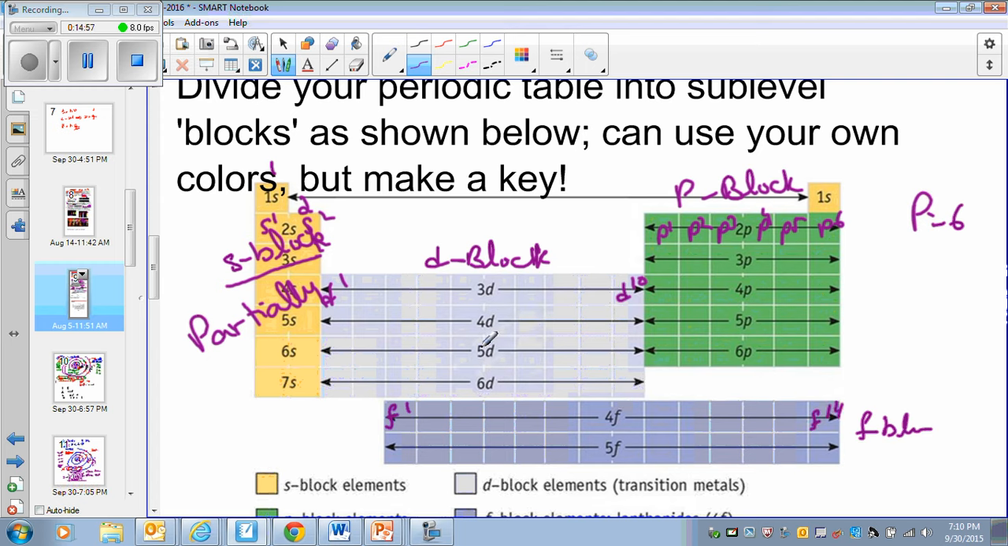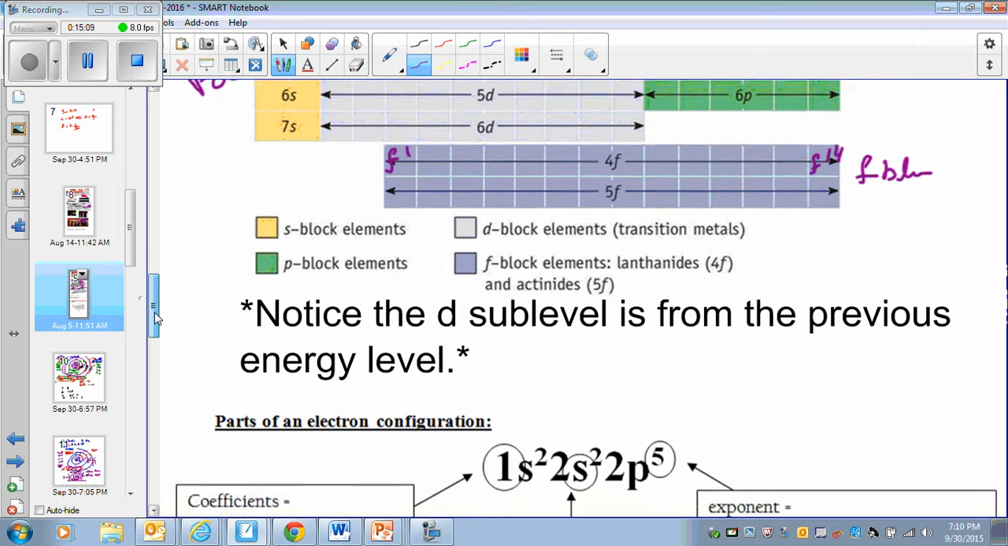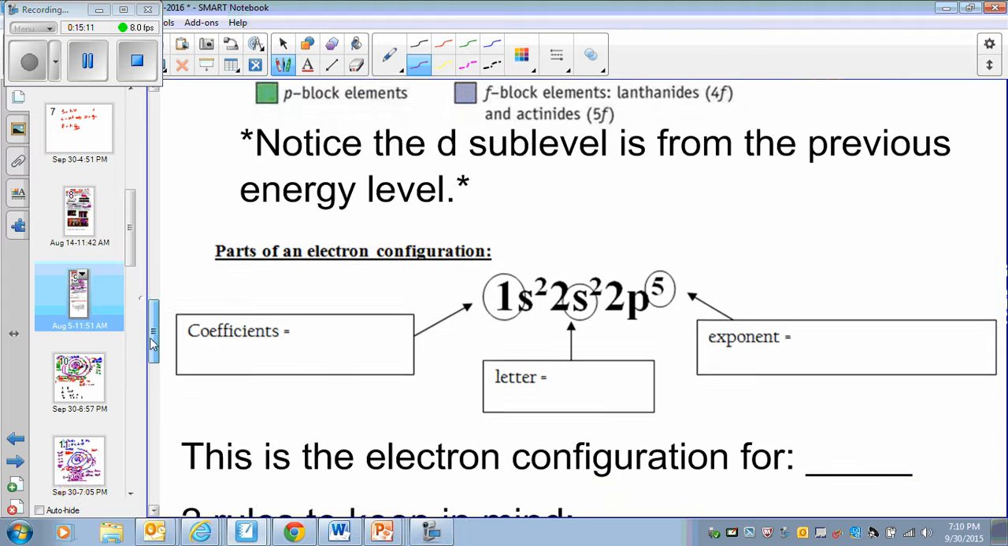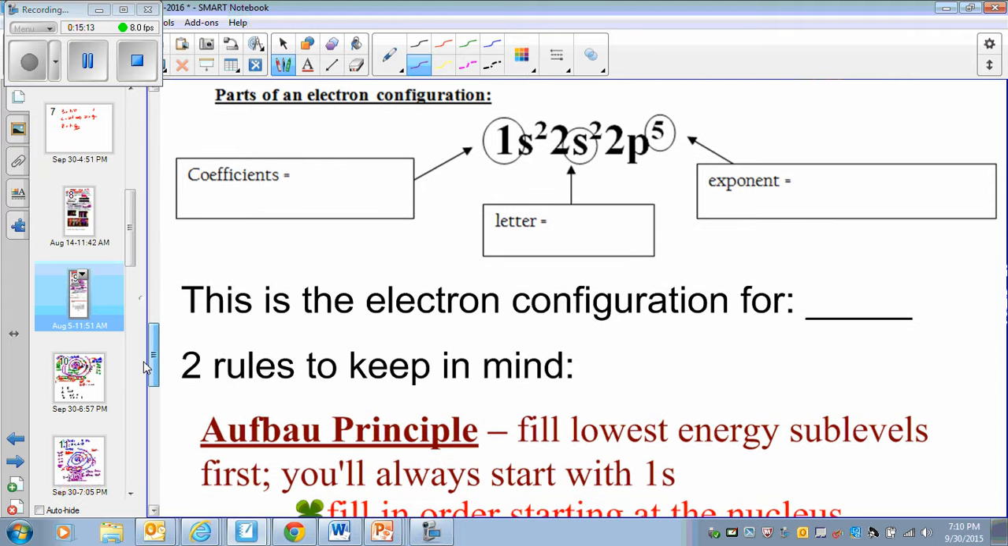I will go over it in the class as well. Maybe it will be easier if we do it together in the class. But I just want you to know that your periodic table is divided by the sublevels. And from there on, we will work together in the class. So you have to do the electronic configuration.